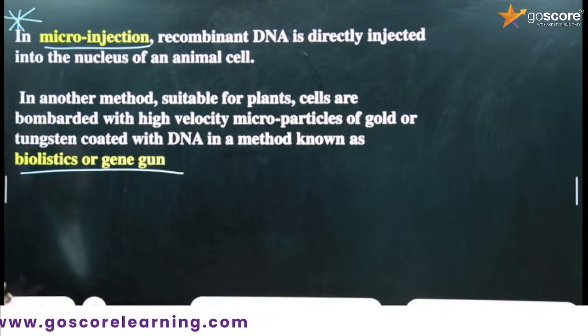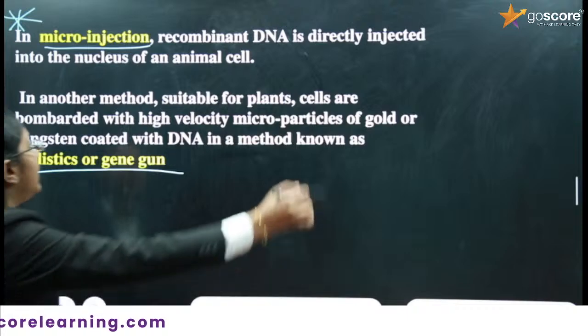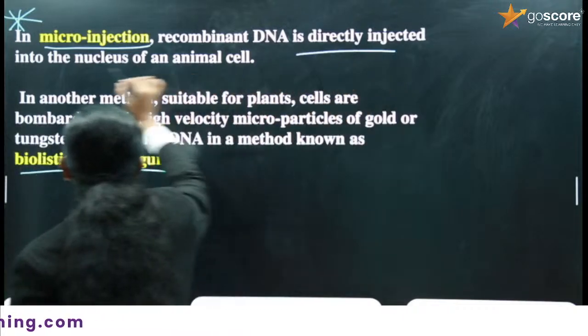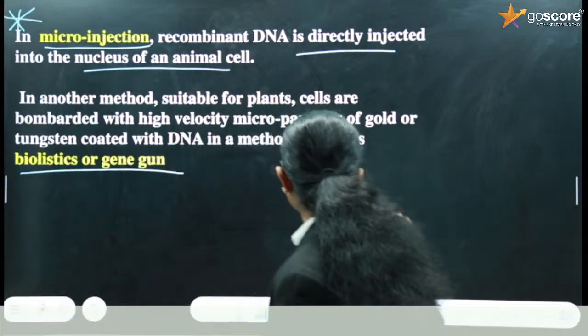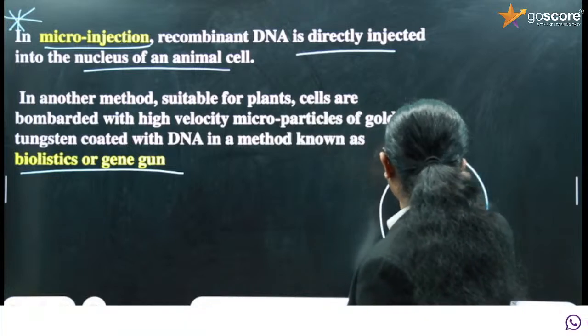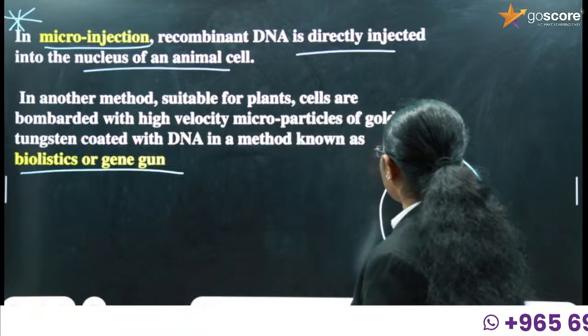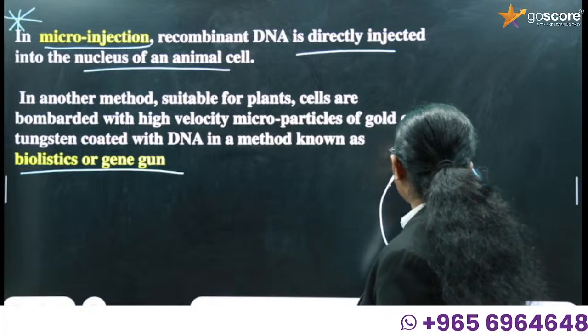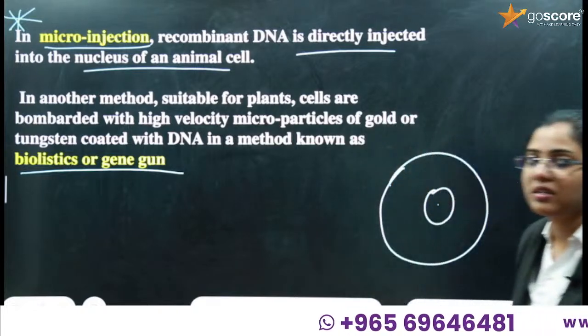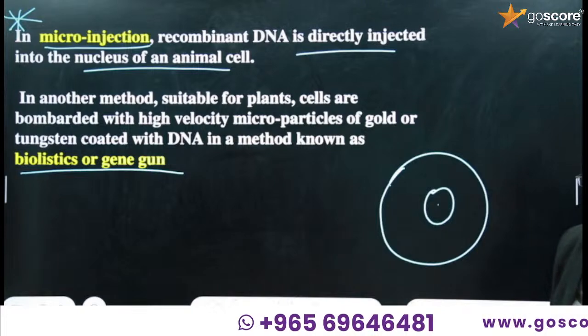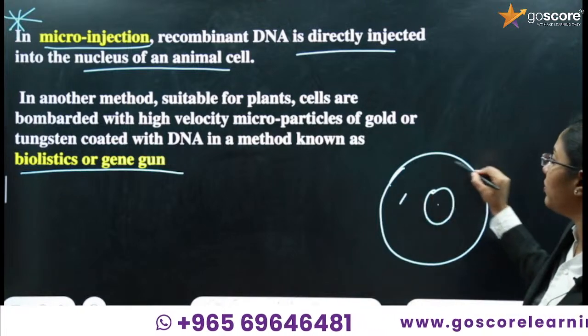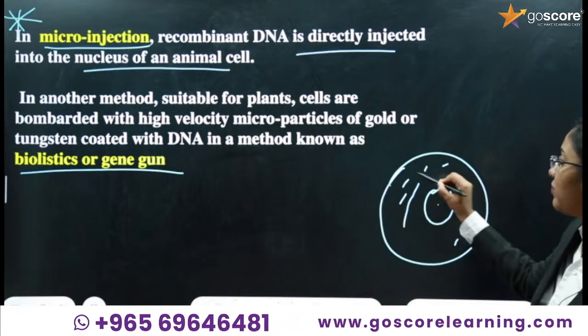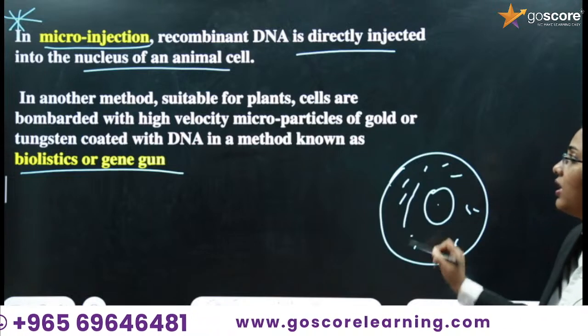So what is microinjection? The recombinant DNA is directly injected into the nucleus of an animal cell. If you consider the animal cell, it has a plasma membrane, and inside it is the cytoplasm. In the central region it possesses a nucleus, and all the cell organelles are present in the cytoplasm.